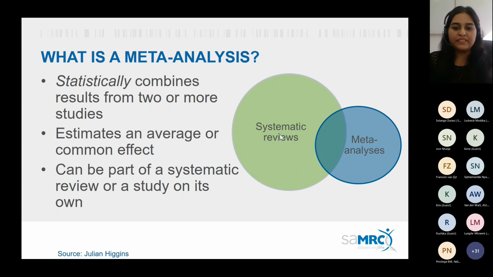So in summary, a meta-analysis statistically combines the results from 2 or more studies to estimate an average or a common effect. And it's usually seen as part of a systematic review, but not all systematic reviews have a meta-analysis, and a meta-analysis can be done as a study on its own.